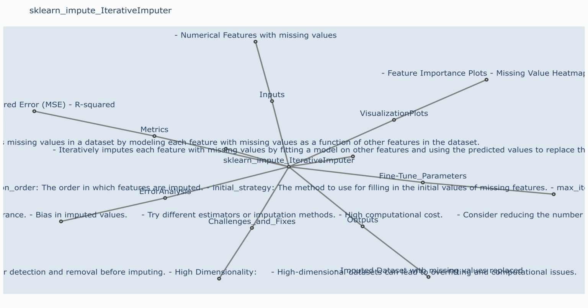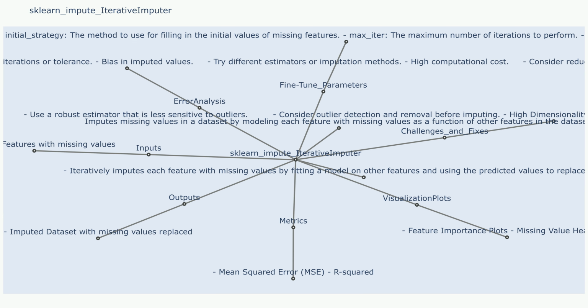sklearn, impute, IterativeImputer. Description. Iterative imputer is a sophisticated imputation technique in scikit-learn used to handle missing values in datasets. It works by iteratively predicting the missing values in each feature based on the other features in the dataset.